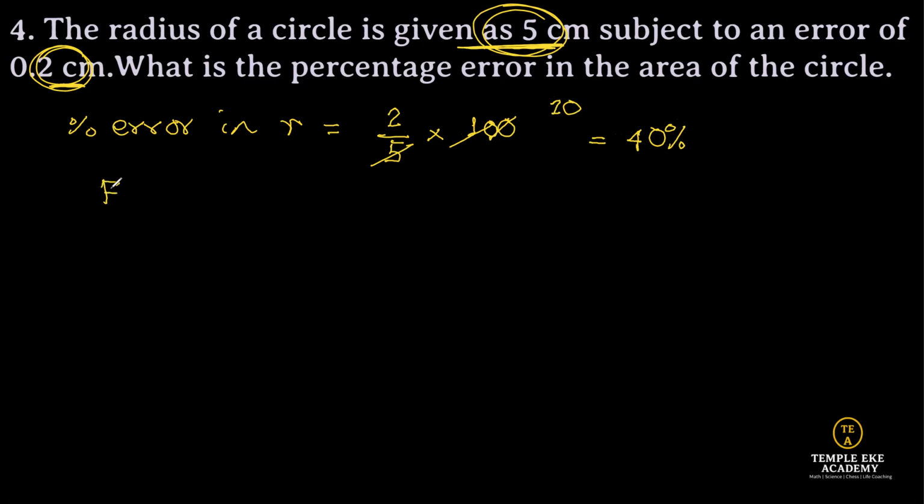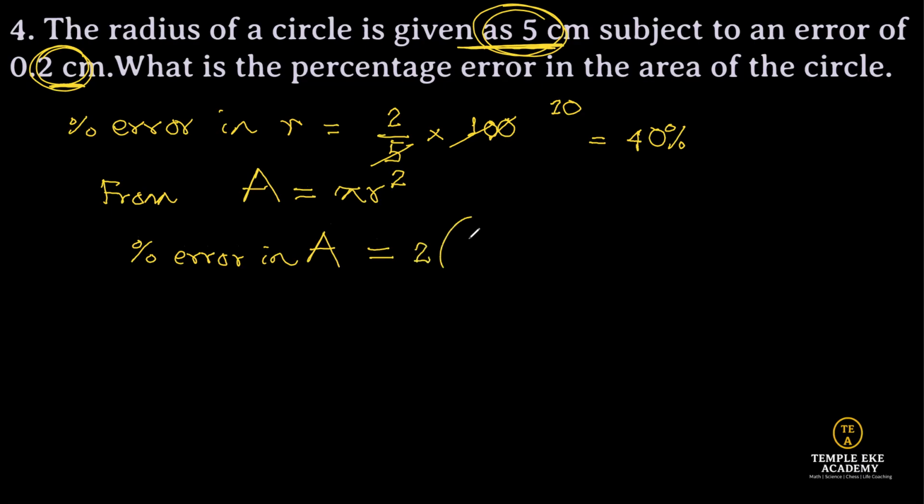Now we can find the percentage error in the area of the circle. To do that, we need to establish the formula for the area of the circle. The area of the circle is given by pi r squared, as we have learned, where pi is a constant. And therefore, we can write our relationship in terms of percentage error. Percentage error in A, the area of the circle, is simply, pi being constant, will not be taken into consideration. So we have to multiply by the percentage error in R.